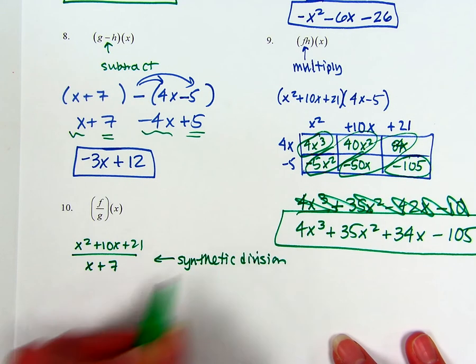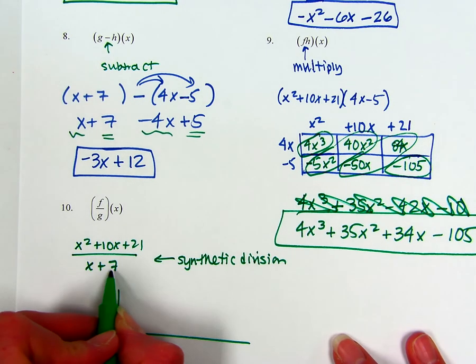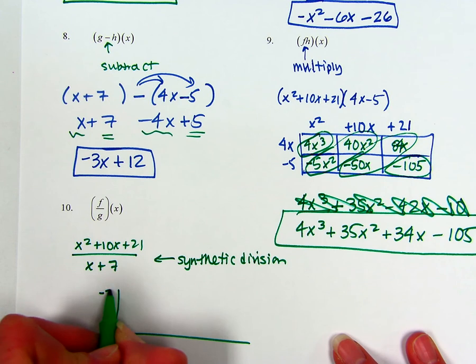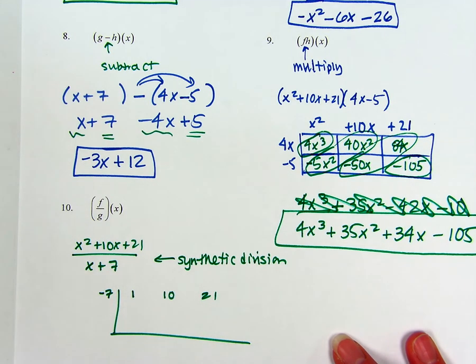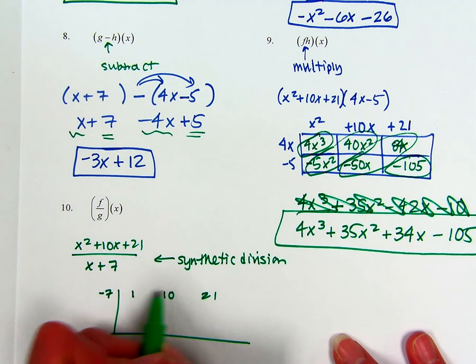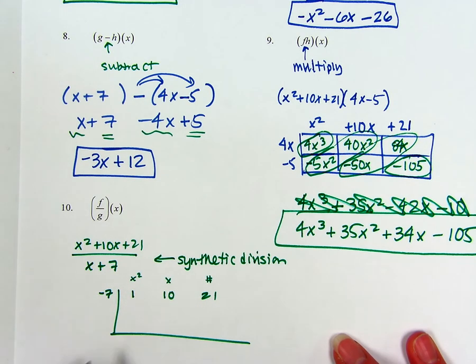A good reminder of that from last semester, or earlier in this semester really. We have the opposite of plus 7, so that's minus 7, and I take all my coefficients, 1, 10, and 21. This is x squared, this is just x's, and this is our numbers. Nothing is missing, so I don't need any zeros. So I'm going to bring down the 1, multiply. Negative 7 times 1 is negative 7. I add, I get 3. Negative 7 times 3 is negative 21. And I add and I get 0.